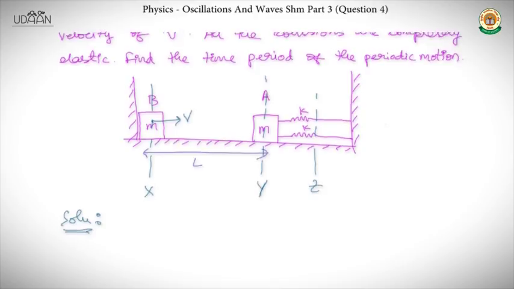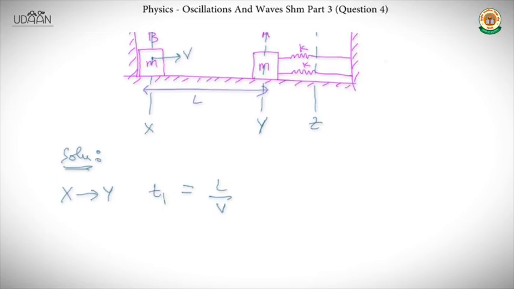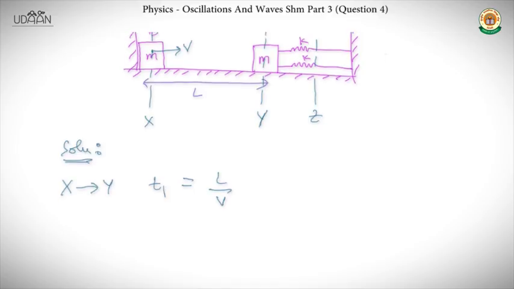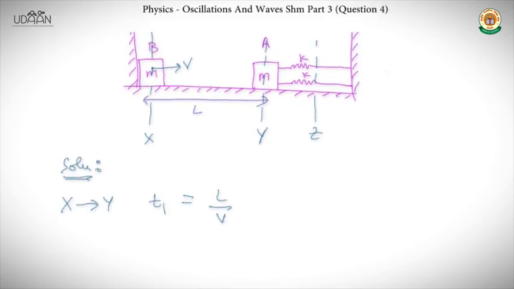Okay, so let's see how we can break it down into the specific sections that Naveen has mentioned, where it moves from x to y and then block A moves from y to z, and then it comes back and then hits B again. So Naveen. So from x to y, let the time taken for the motion be t1, which will be equal to distance by velocity, which is L by v. So at this instant of time, B will be hitting A, and since it is completely elastic, the velocity of B will be transferred to A, and then B will be coming to rest.